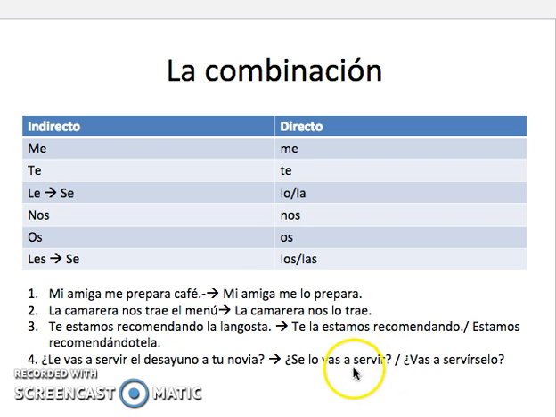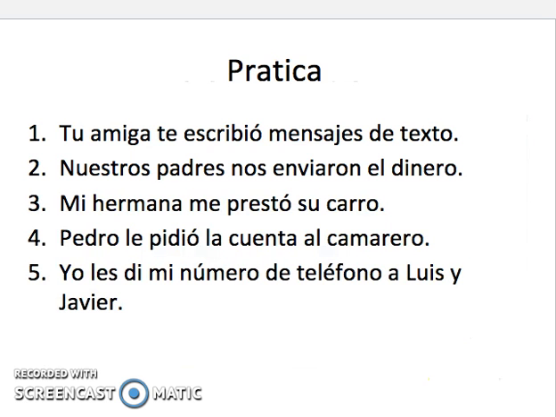Again, this is the infinitive, right? So en este caso tienen dos opciones. So you could do se lo vas a servir, or you could also do vas a servírselo. But again, we're going to have the problem or the challenge of putting the accent. So again, it might be easier to just put it in front of the conjugated verb. This way you will never make any mistakes. Muy bien, vamos a practicar.